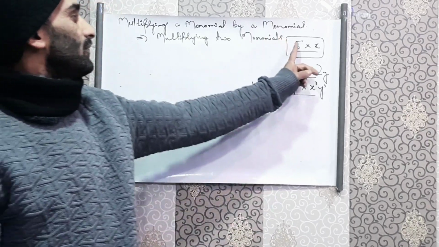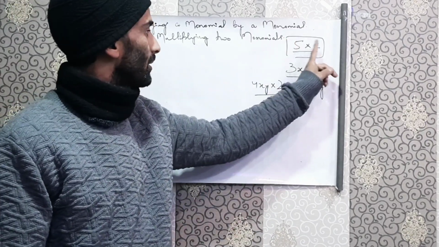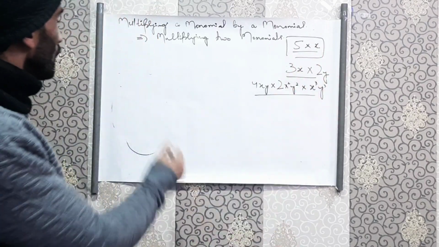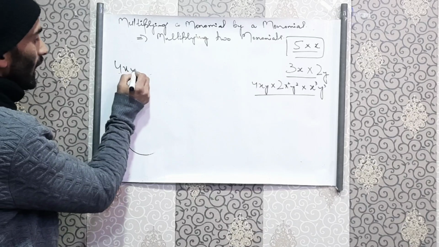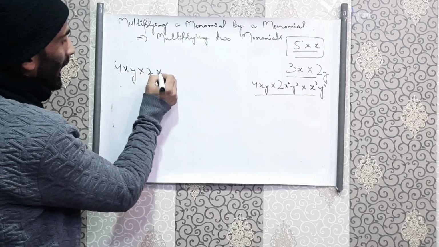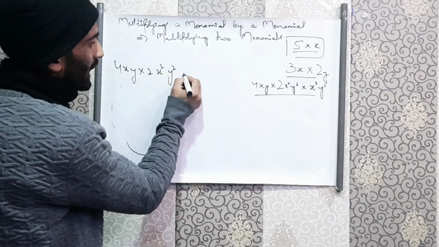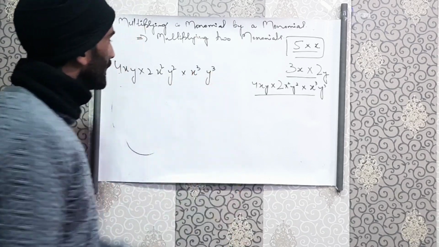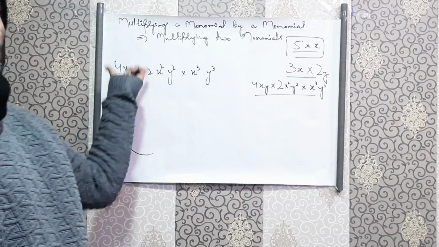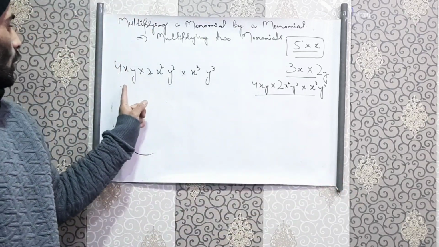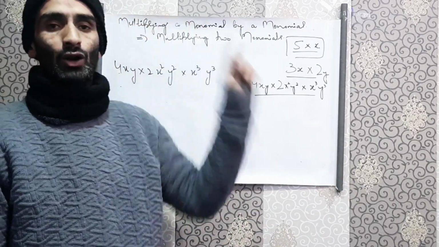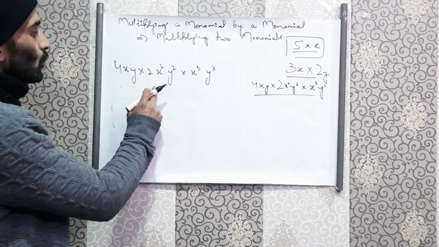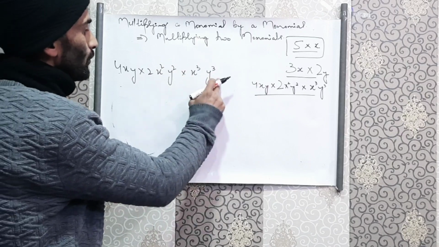Now next, one more example. First we multiplied 5 and x, monomial by monomial, then 3x and 2y, and now 4xy into 2x square y square into x cube y cube. Here we have to multiply three monomials together: monomial into monomial into monomial. Clear? Just see here: 4xy, 2x square y square, x cube y cube.